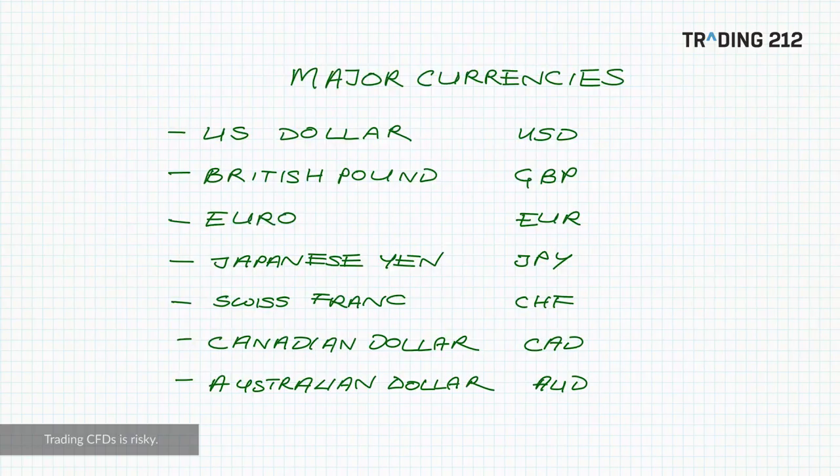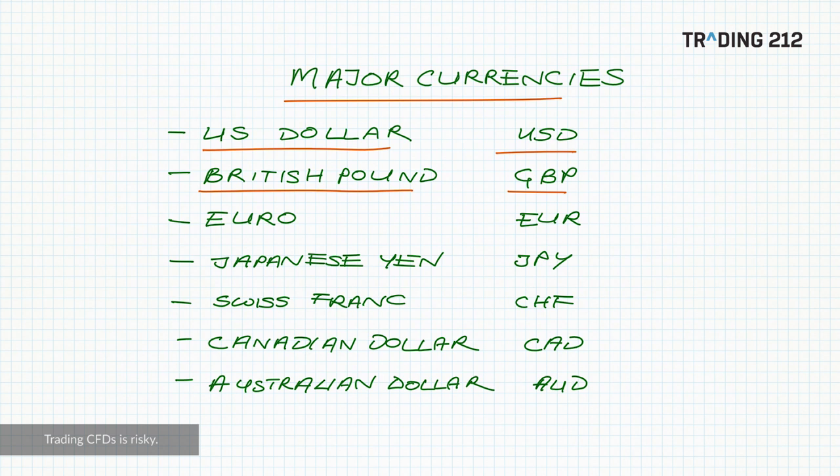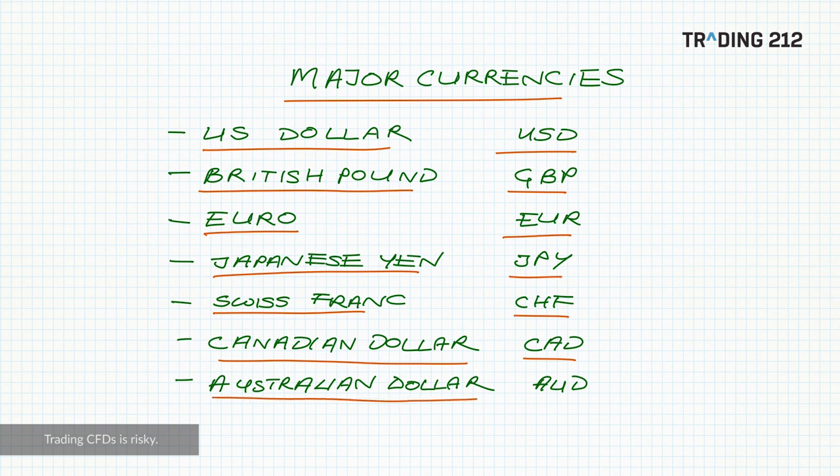So what we're going to focus on in this video are the central banks for the major currencies. So let's just quickly go back over what we mean by the major currencies. So a quick reminder then of the seven major currencies: the US dollar, the USD, the British pound, GBP, the euro, EUR, the Japanese yen, JPY, the Swiss franc, CHF, the Canadian dollar, CAD, and the Australian dollar, AUD.